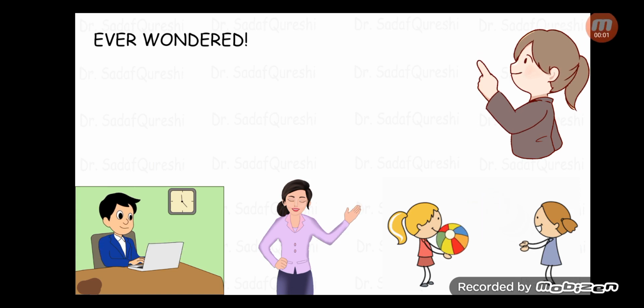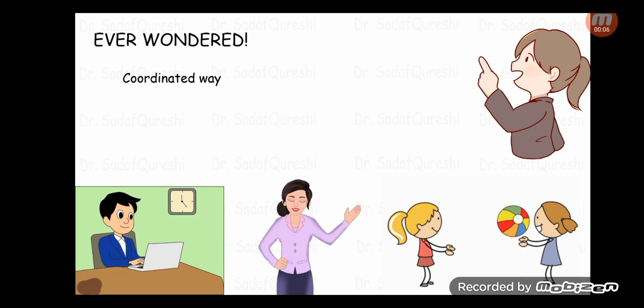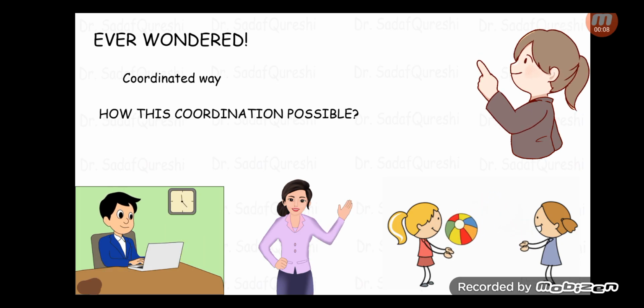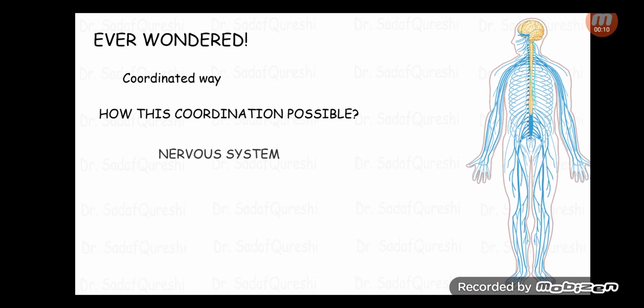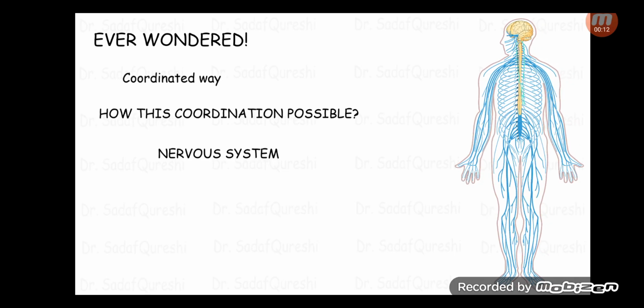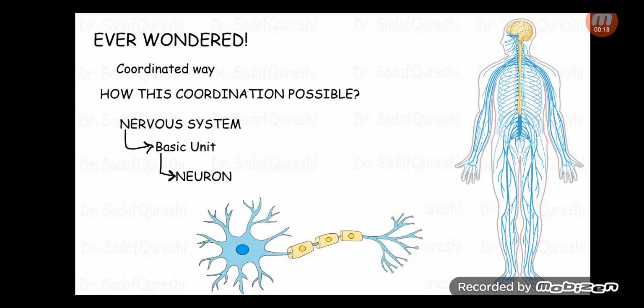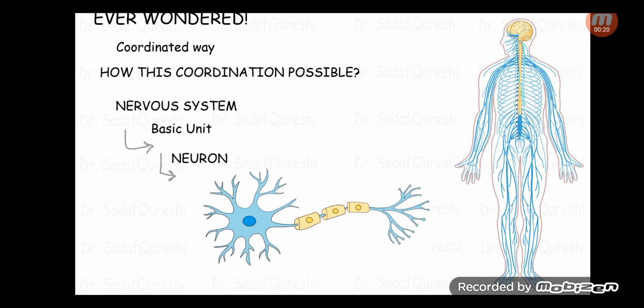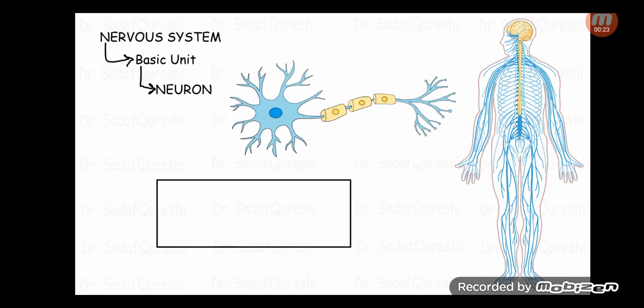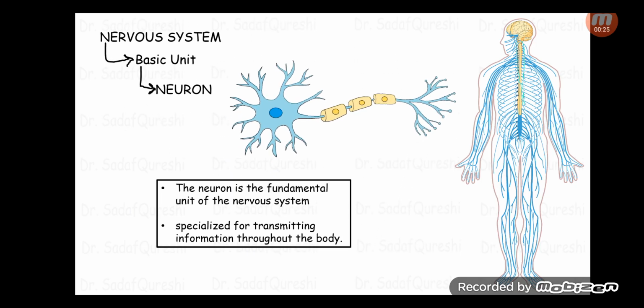Ever wondered? Anything we do, we talk, we work, we play, it all happens in a very coordinated way. But how is this coordination even possible? This coordination is possible because of a very amazing system of our body, that is the nervous system. And the basic structural and functional unit of the nervous system is the neuron. The neuron is the fundamental unit of the nervous system, and it is specialized for transmitting information throughout the body.